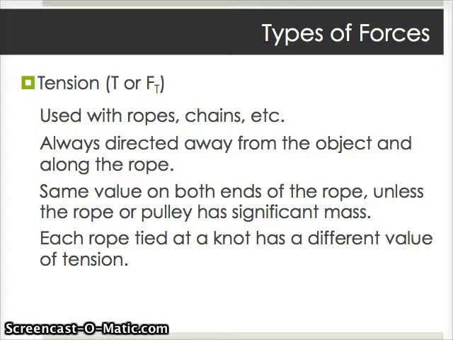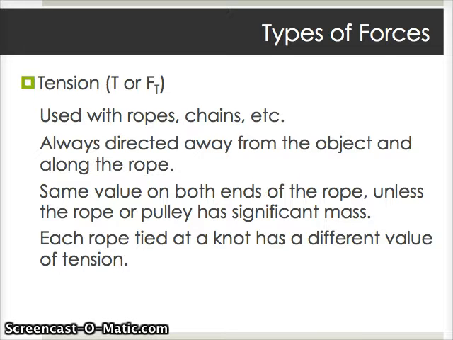The key things to know about tension forces is that they always are directed away from the object and right along with the rope, parallel to the rope. So you end up drawing them right on top of a string or a chain or whatever it happens to be. And the tension force actually pulls in two directions at the same time. And so we'll have to see how that looks. We'll look at an example here in a minute.